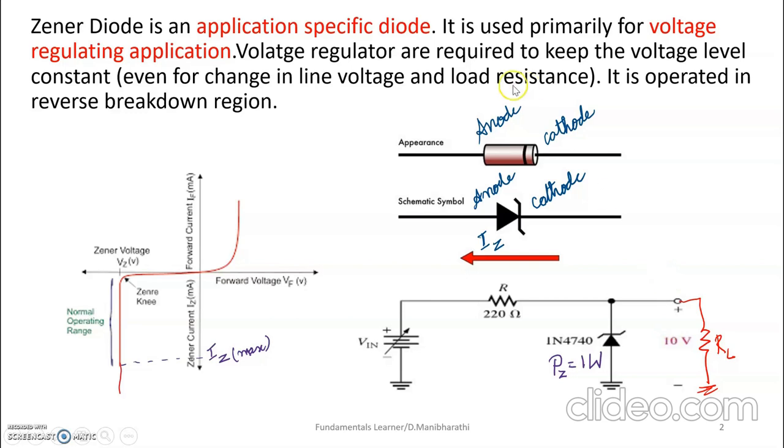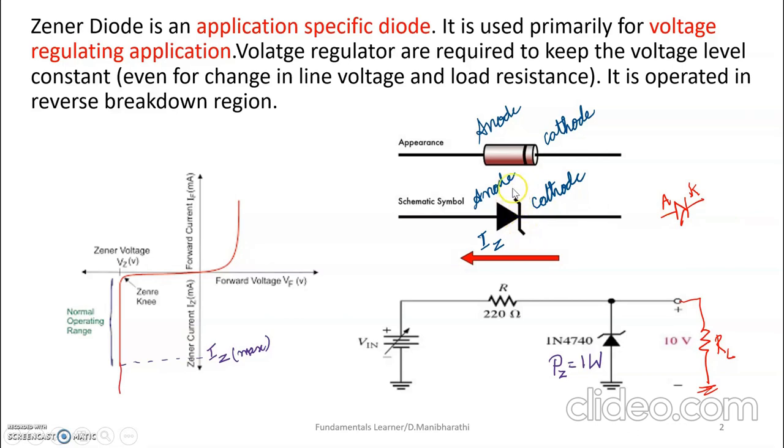Voltage regulating application is nothing but keeping the voltage level constant for changes in line voltage and load resistance. Right. So this is the symbol of your Zener diode. For an ordinary p-n junction diode, we use this symbol. So this is your anode. This is your cathode. But if you look here, we have a small tilt here, right? This is the symbol for the Zener diode.